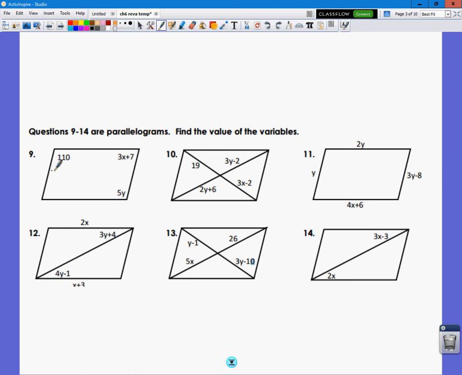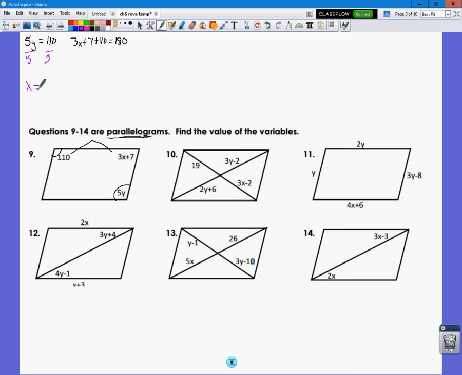Numbers 9 through 14 deal with a parallelogram, and you have to know the properties of a parallelogram. Opposite angles of a parallelogram are equal. So I do know that 5y is equal to 110. I also know that consecutive angles add up to equal 180 degrees. So I would have 3x plus 7 plus the 110 is equal to 180 degrees. Solving, I'd divide by 5.